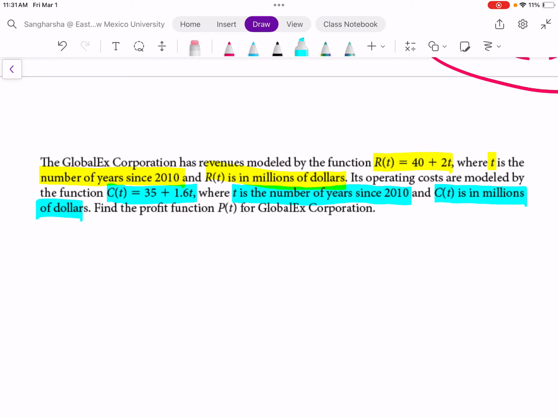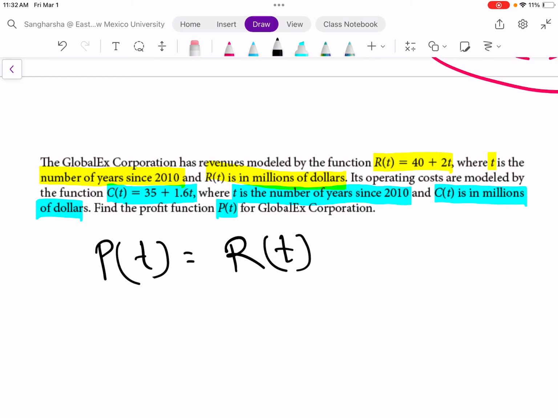Now here we are asked to find the profit function. We need to find the profit function for Global X Corporation. We have the revenue, we have the cost. Now what is profit? How do we find the profit? Do you subtract operating minus revenue, or revenue minus cost function, right? So our P of t is the profit function, and the profit function is our revenue R of t minus our cost C of t.